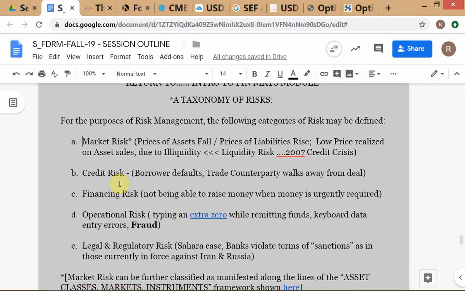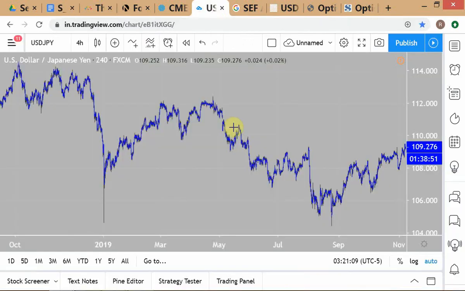Basically, assets which are being actively traded in markets: as prices of assets fall, prices of liabilities rise. That is, let's say an Indian company has a loan in yen, which has a certain rupee value at the point of time when you take the loan. Since we are talking about dollar yen, let's talk about a US company. Procter & Gamble is maybe not a good example because they have revenues in yen, so let's say Chesapeake Energy has no revenues in yen, and they have taken a loan in yen. Their financials are in US dollars, so their liability is a yen liability.